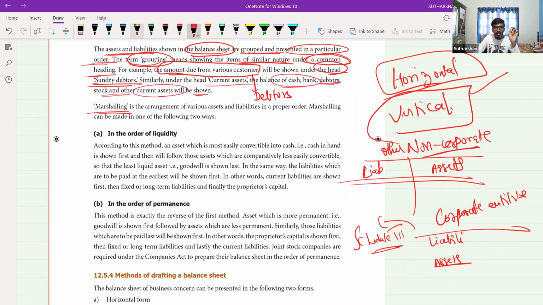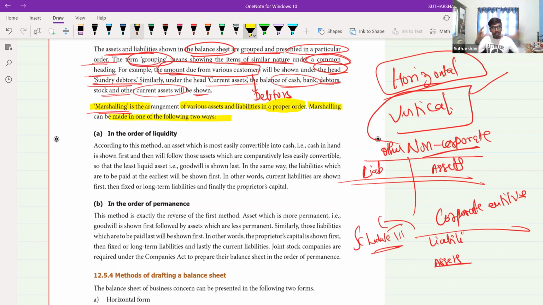Marshalling is the arrangement. This is an important thing you need to do. This will help you in your professional career. Marshalling is the arrangement of various assets and liabilities in a proper order. What is meant by marshalling? Marshalling can be done in 2 ways. There are 2 types of marshalling.